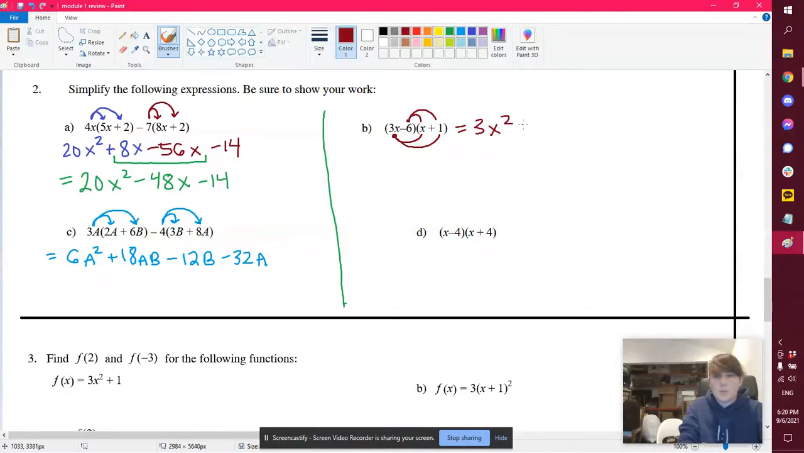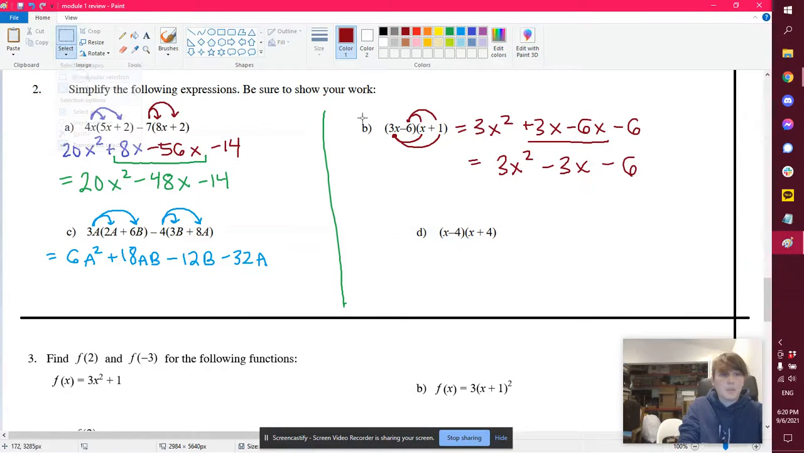3x times positive 1 is 3x. Negative 6 times x is negative 6x. And negative 6 times plus 1 is negative 6. We can simplify this because these two are like terms. There's no more x squared, so we leave the 3x squared alone. We do plus 3 minus 6 is negative 3x, and then minus 6 stays alone, and that's a finished problem.